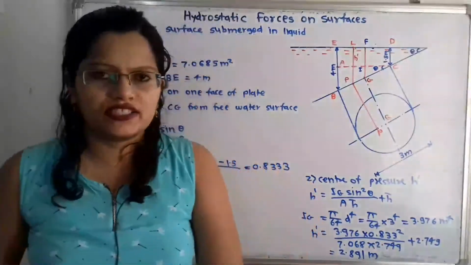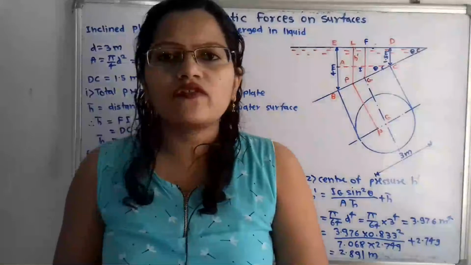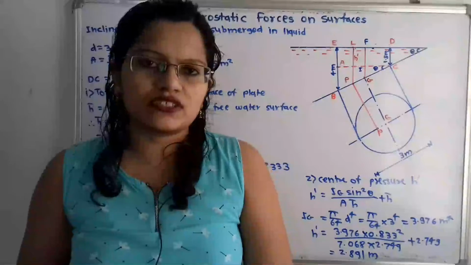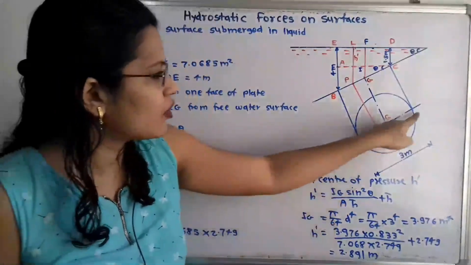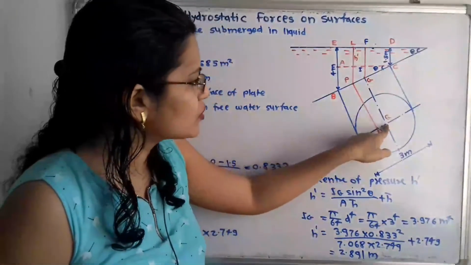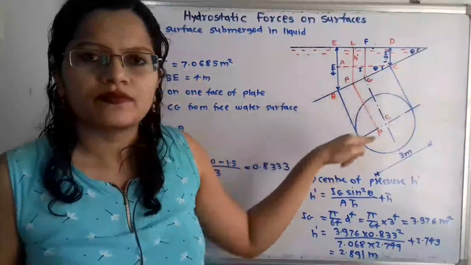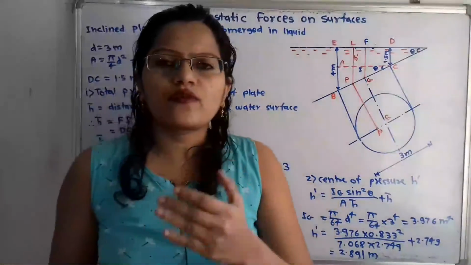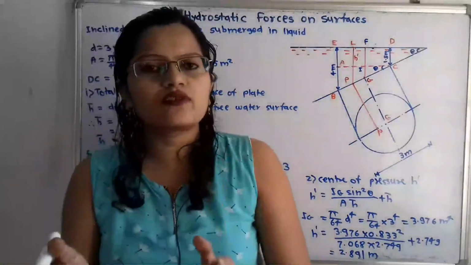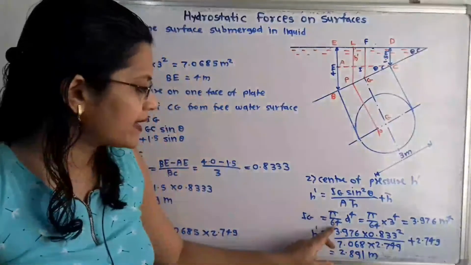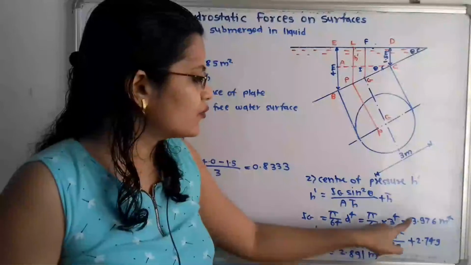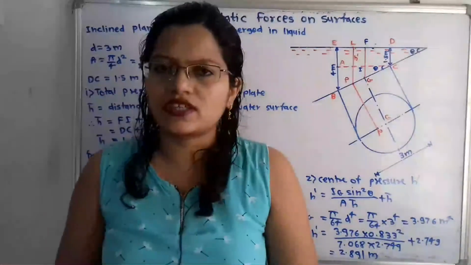Now what is this IG? This IG is the moment of inertia about the axis passing through the center of gravity G. The suffix G is used because we have to take the moment of inertia about the axis passing through this center of gravity point G. So what is the formula here? When there is a circular surface, the formula to calculate IG is fixed, that is pi by 64 d raised to 4. We already know d, so when we put in the value we will get 3.976 meter raised to 4.